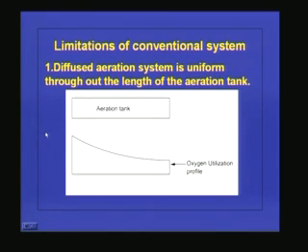Now we will see the limitations of this conventional system. Usually we give a diffused aeration system or a surface aeration system. In the conventional activated sludge process, the oxygen supply is uniform throughout the aeration tank. That means from the inlet to the outlet, the oxygen supply is uniform. But if you see the oxygen requirement, how is it varying? The oxygen requirement will be more at the inlet, because the wastewater with high BOD is coming into the inlet, and the recirculated sludge also comes to the inlet.